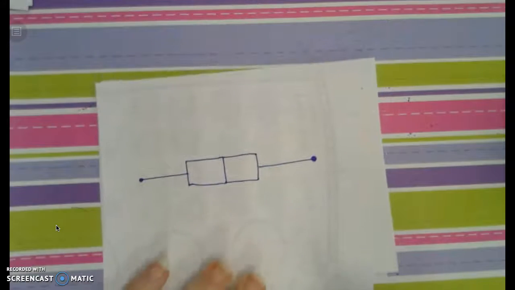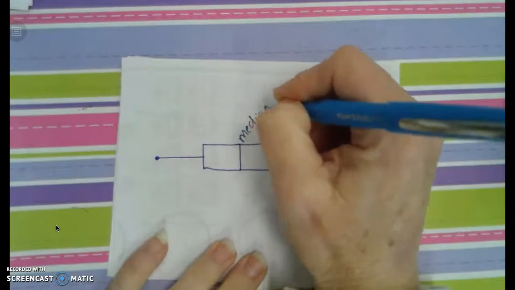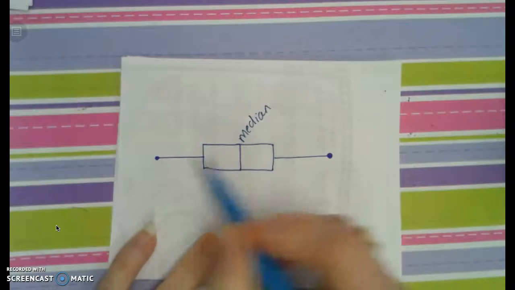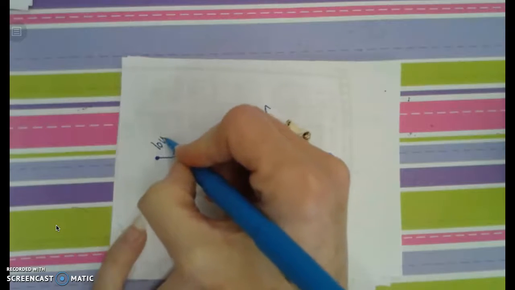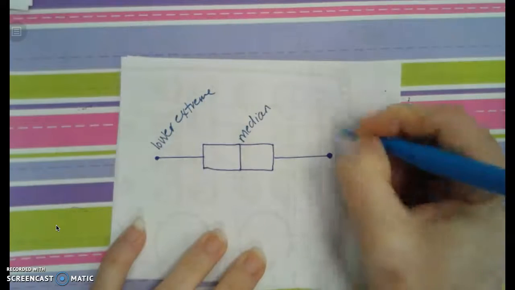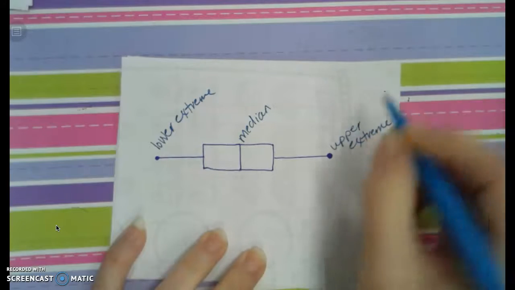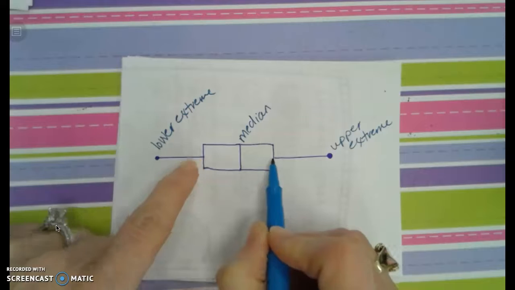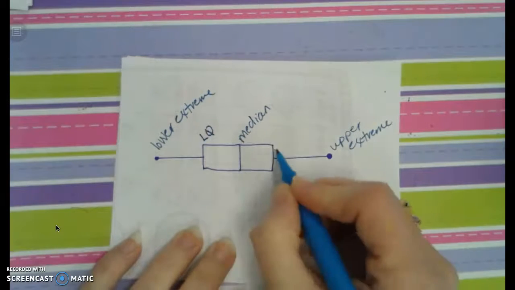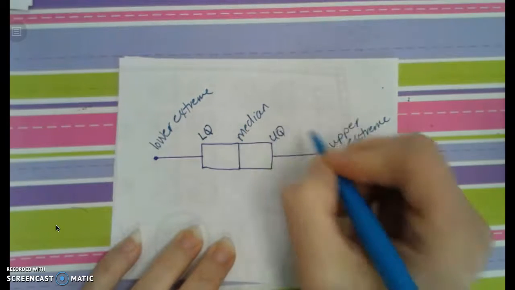Remember, we talked about finding the median. So it makes sense that the median is going to be in the middle. So this line tells you the median. Now the first dot is going to tell you the lower extreme, which makes sense. So if this is the lower extreme, then this is going to be the upper extreme. And then these two pieces are going to be our quartiles. So the first line that you get to is going to be, I'm going to put just LQ for lower quartile, and then you get to the median, and then this line is going to be your upper quartile.